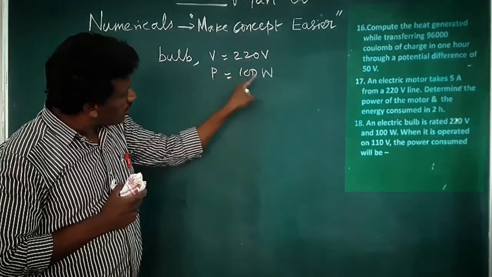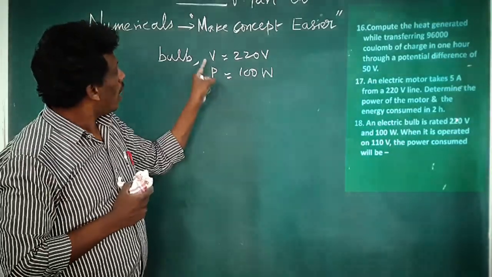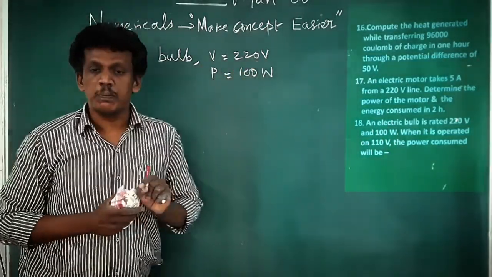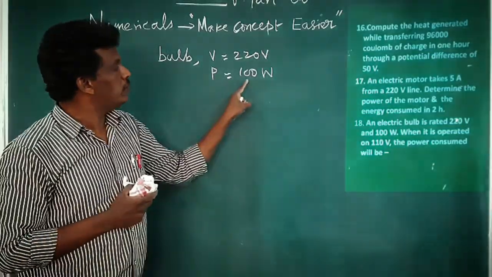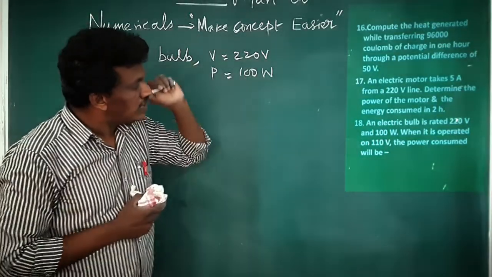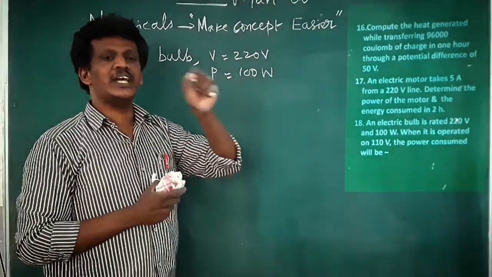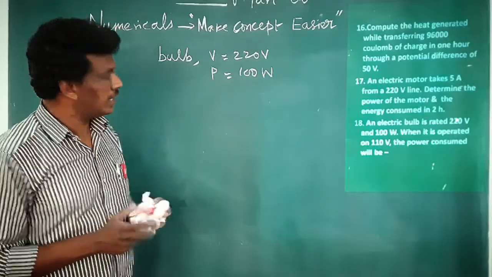What is the power of that electrical appliance? 100 watt. Under what voltage can it operate? 220 volt. Suppose you give a 220 volt power supply, what will be the power? 100 watt. Now what is the question here? If it is operated on 110 volt, what will happen? Definitely the power will not be the same. Let us calculate.